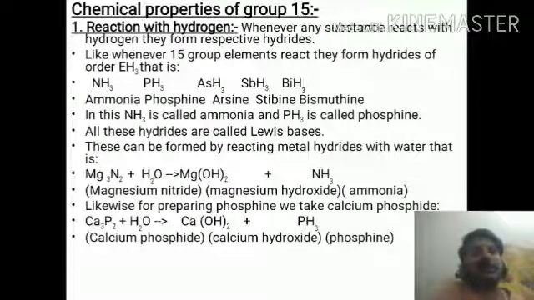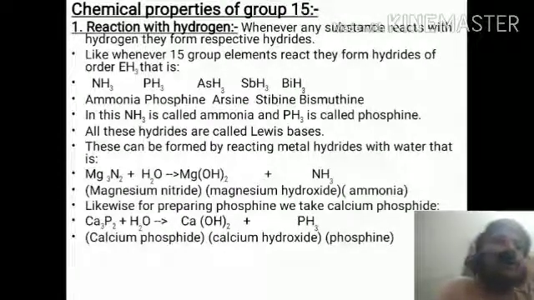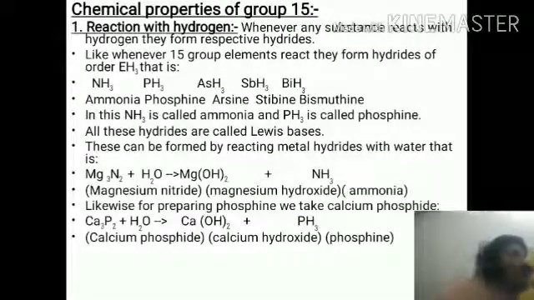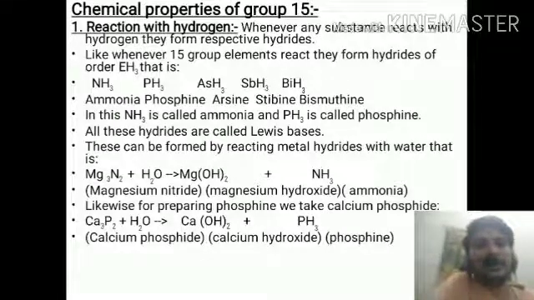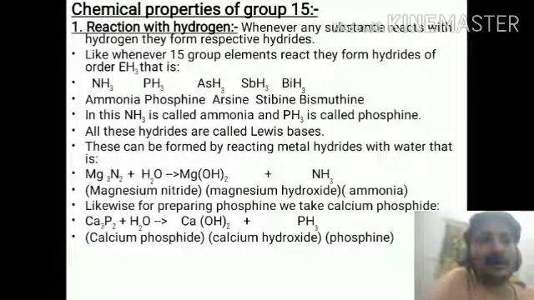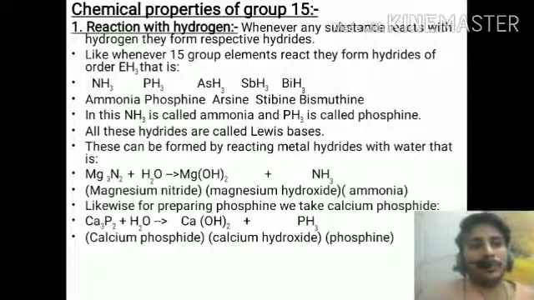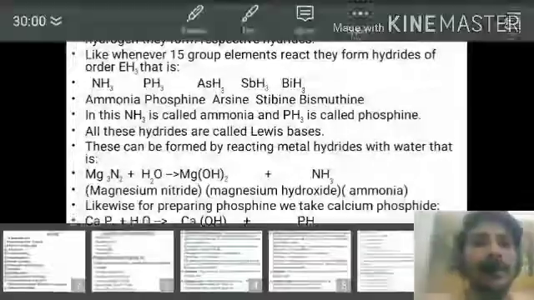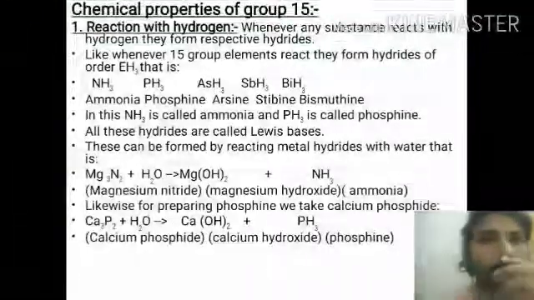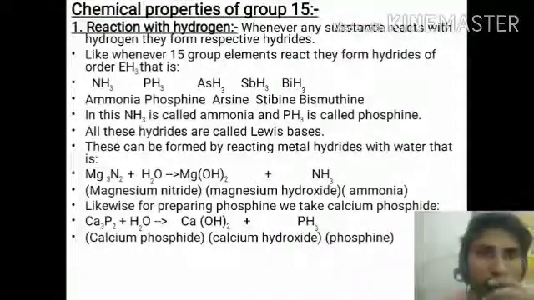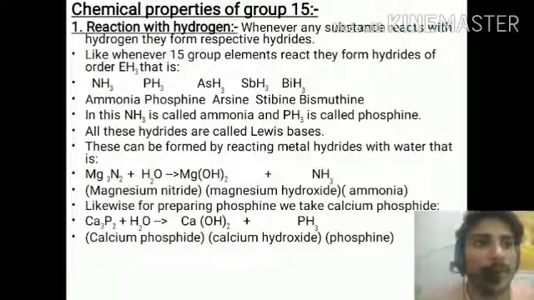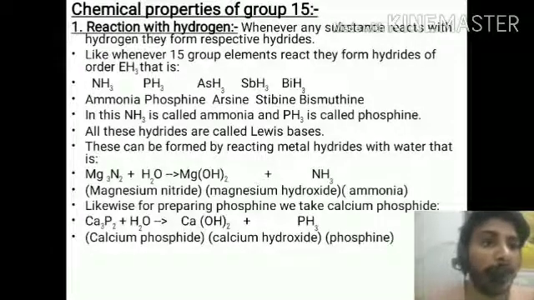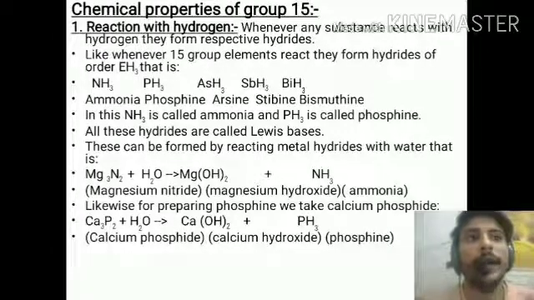Now, the chemical properties of group 15. Those were the physical properties, and I think you understand them very well. Now, the chemical properties of the group 15 elements. The first property is the reaction with hydrogen. When any element reacts with hydrogen, it forms a hydride.